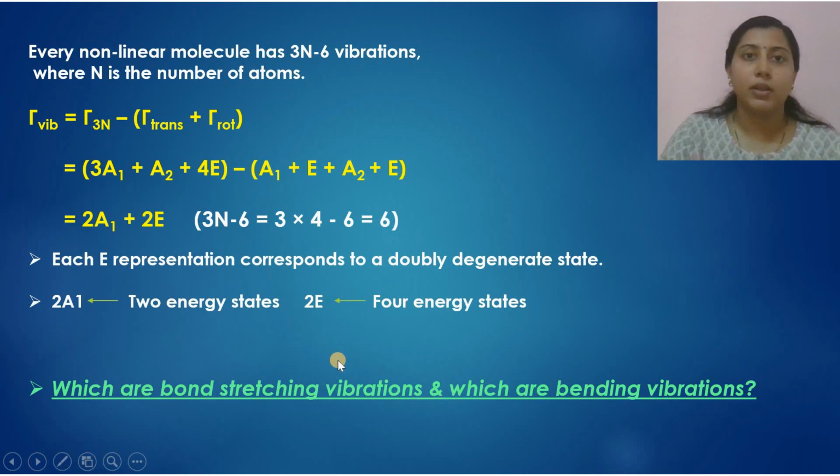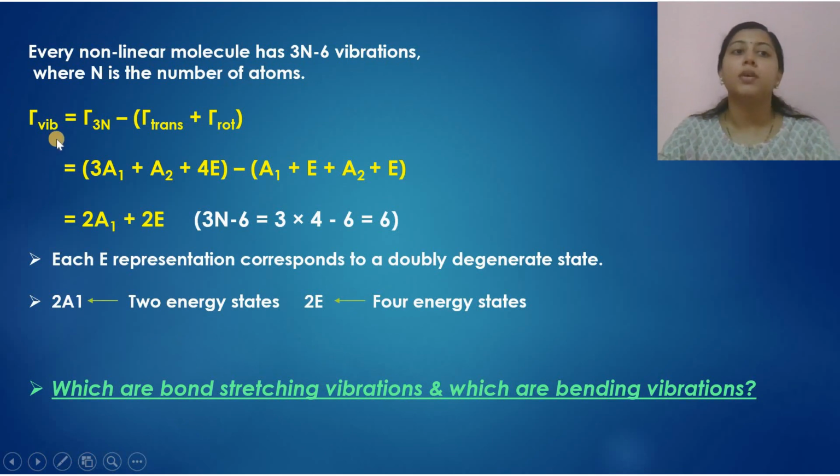So from this we can find out the number of vibrational modes, which is given as gamma vibrational is equal to gamma 3n minus gamma translational plus gamma rotational, which is equal to 3A1 plus A2 plus 4E minus A1 plus E plus A2 plus E, and you will get 2A1 plus 2E.